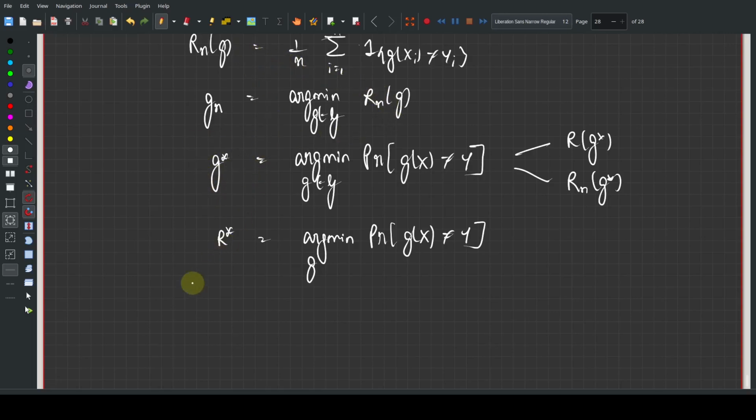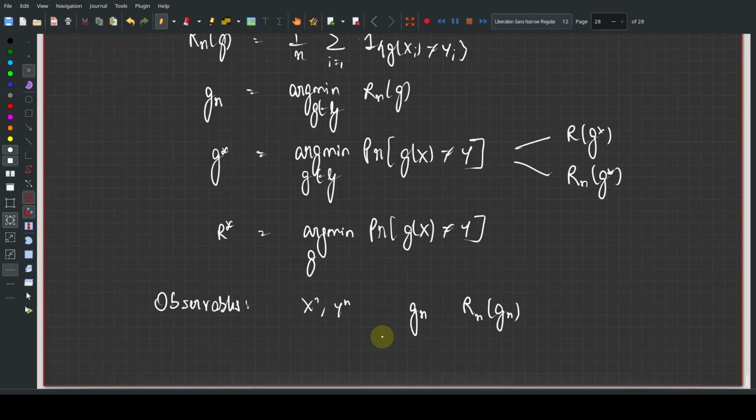So Rn of Gn, ultimately what can we observe? Our observables are samples xn and yn. From this I can compute Gn and I can compute Rn of Gn. Right? So suppose I did this, I chose one particular classifier using empirical risk minimization.